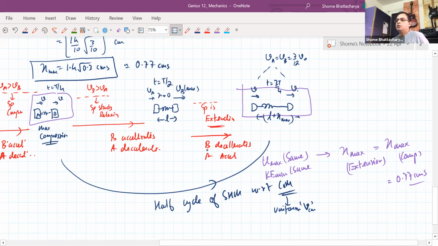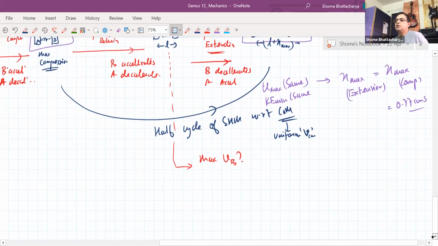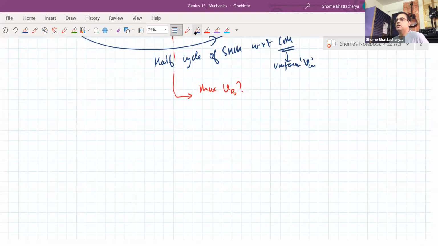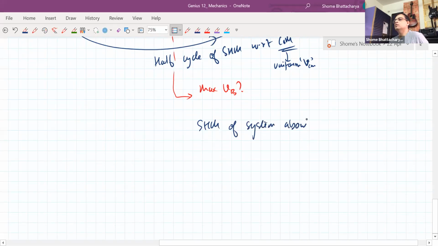Now for the maximum velocity of B, that is the part I want to solve. This one here should give us the maximum V_B. How will I solve it? Here is something in which our SHM method might help. Let me show you how. If I look at the SHM of the system about the center of mass, I am traveling along with the center of mass, so I am now in an inertial frame. In my frame, A and B are doing SHM.